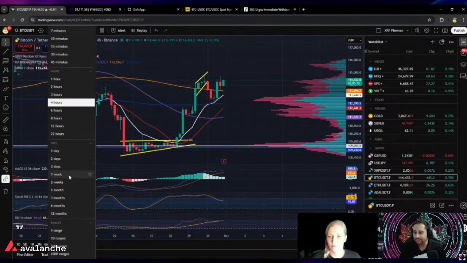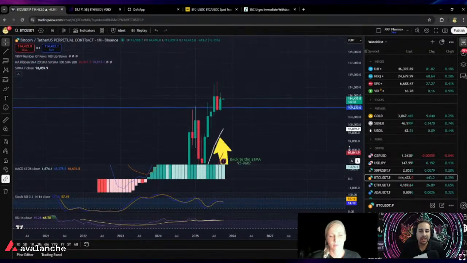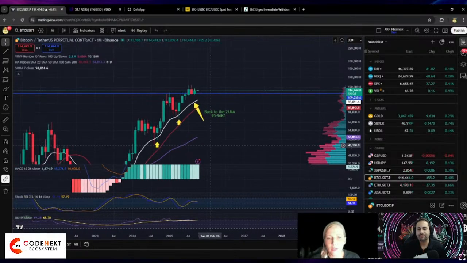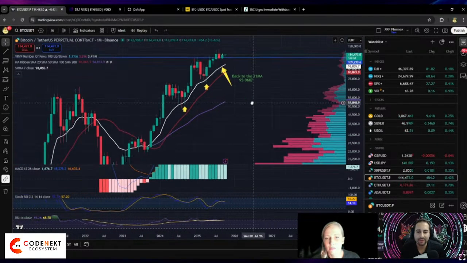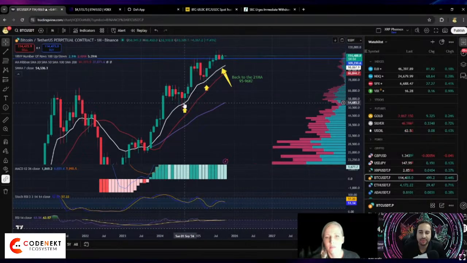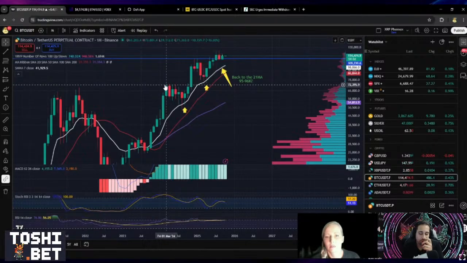When we had the big pullback, I had something here. I have some of my work that I put here. Every time we've had a new all-time high in this bull market, we've come back down to the 21-day moving average. Back in February or March of 2024, we had a new all-time high for Bitcoin, 73,000, and then came back.